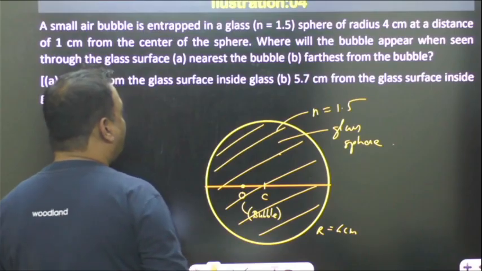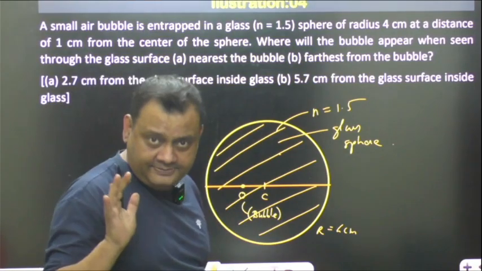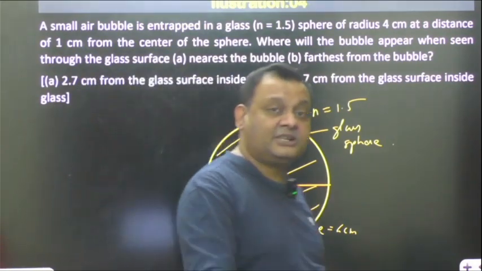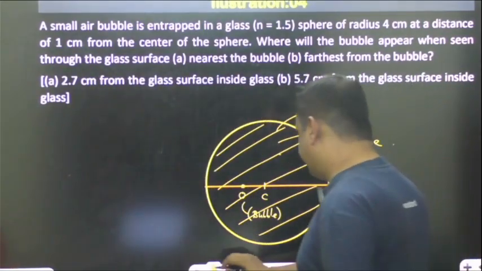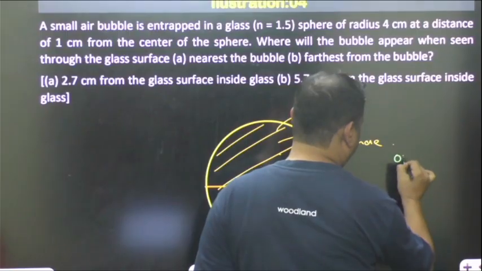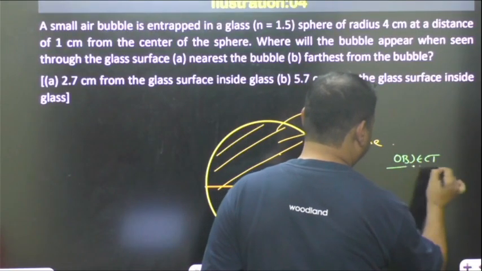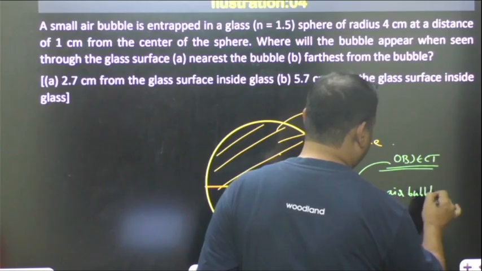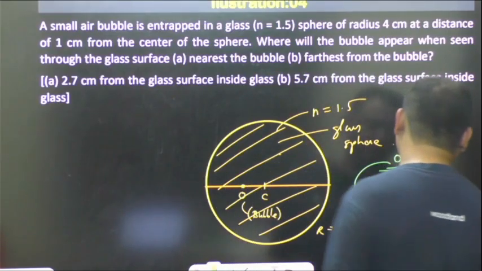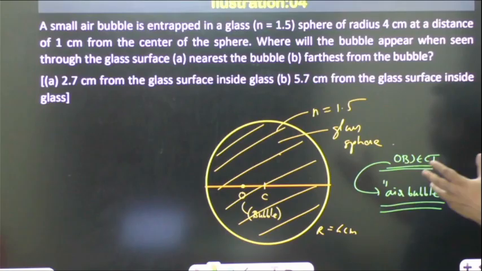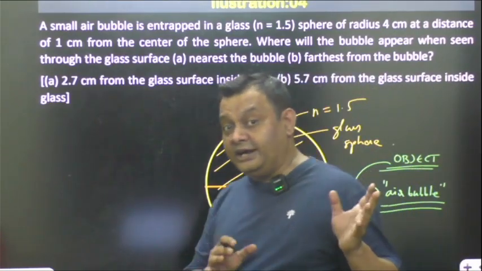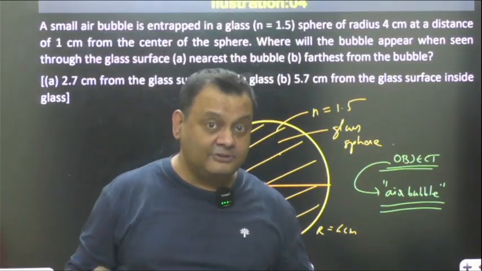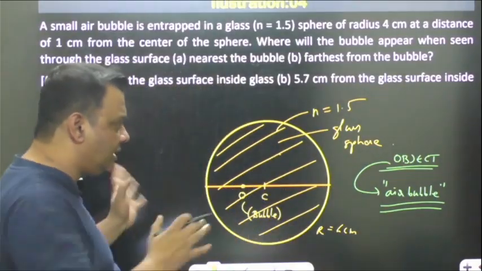And you are observing the bubble from outside. So be very much clear which is the object. So in this problem, the object is your air bubble, correct? The object is your air bubble and you are the observer. So you need to find where the bubble will appear. Where the bubble will appear means where the image of the bubble will appear, where the image will be formed.